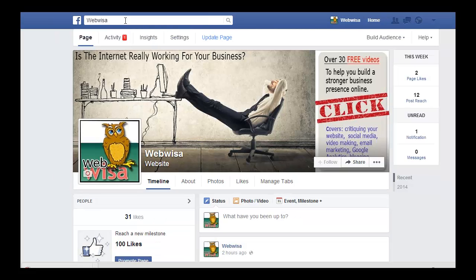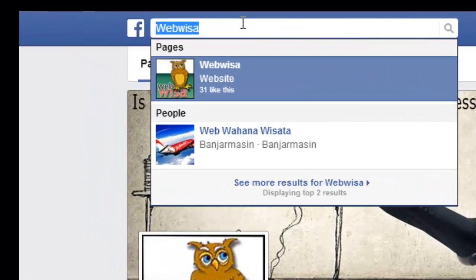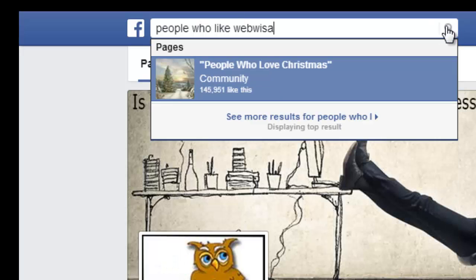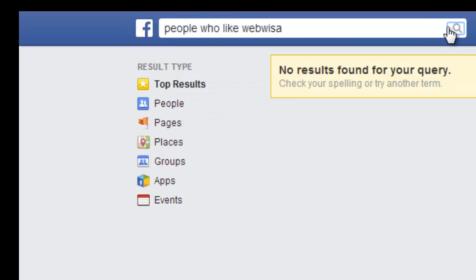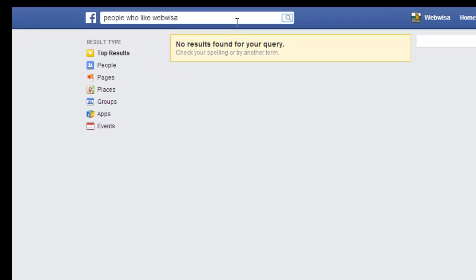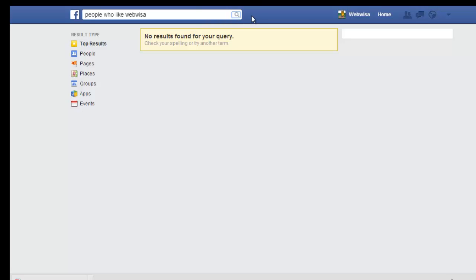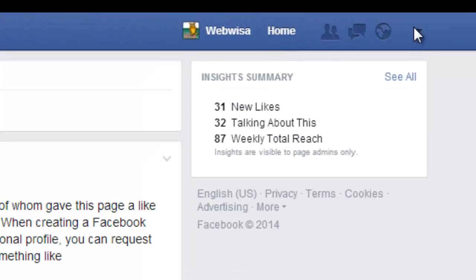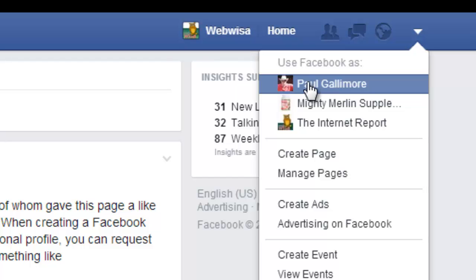When I was preparing for this video a little earlier, I was testing the graph search from this page, and I was doing searches like people who like Webwiser, and I click on the search icon there and it finds absolutely nothing. So what I discovered in preparing for this video was that for some reason at the moment, and I don't know if it's a permanent thing just now, I have to come to my personal profile in order to really use graph search.